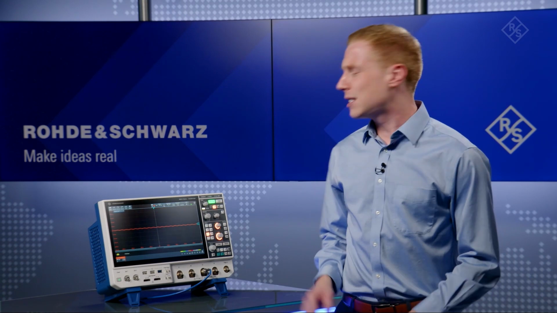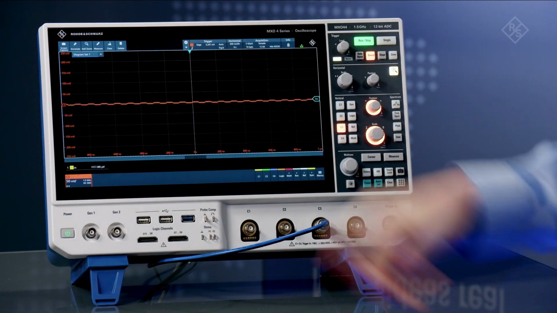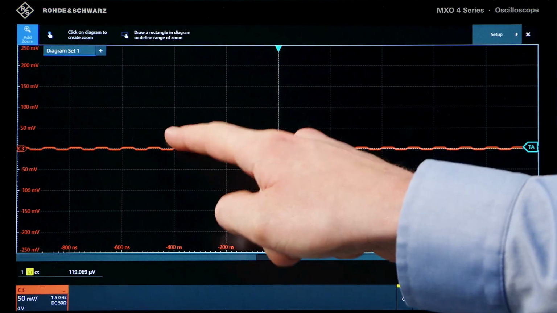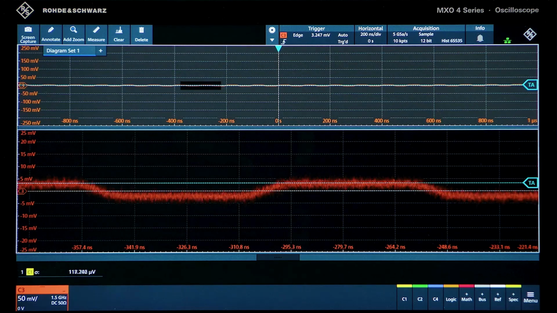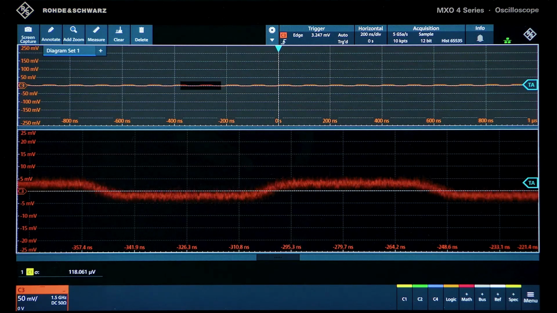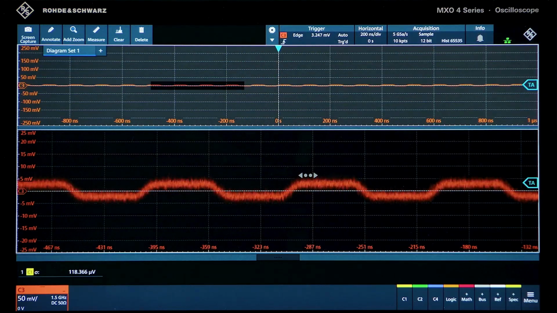In this scale, you can see this is a very, very tiny signal. Let's add a zoom to see more detail. This looks like a square wave with an amplitude of around 10 millivolts peak to peak. The low noise architecture of the MXO4 helps us to distinguish and characterize this noise accurately.